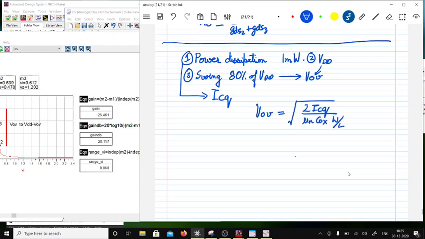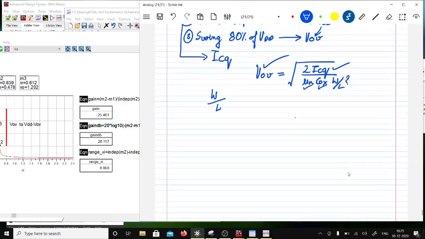Okay, so they have given you V overdrive, they have given you ICQ. From the process you know what is Cox and mu n, then you have only this unknown, so you know what is W by L. So from this you got W by L. So once you have W by L, then you say you want a gain.